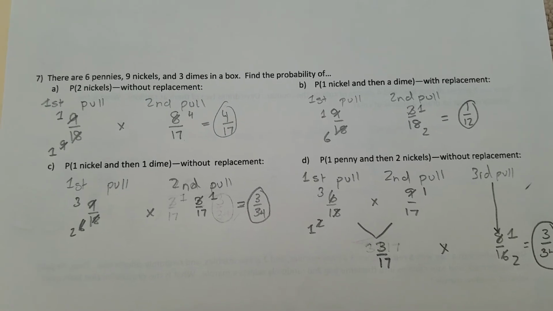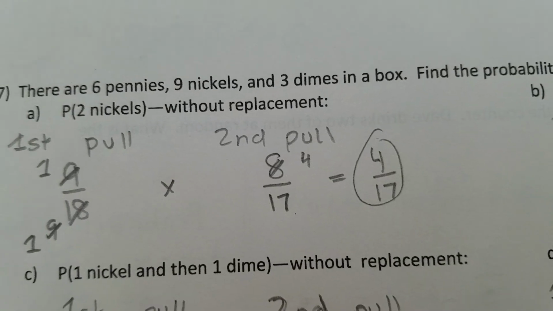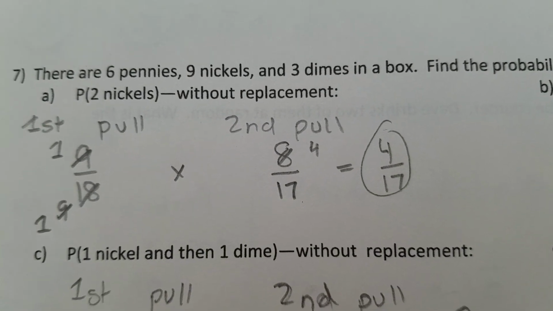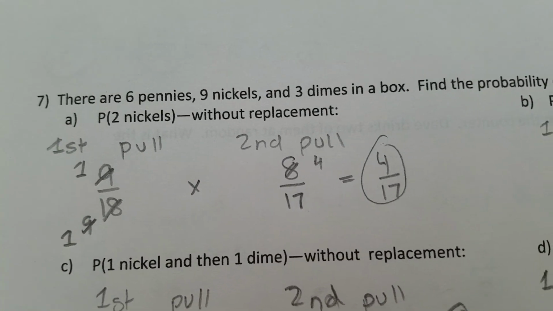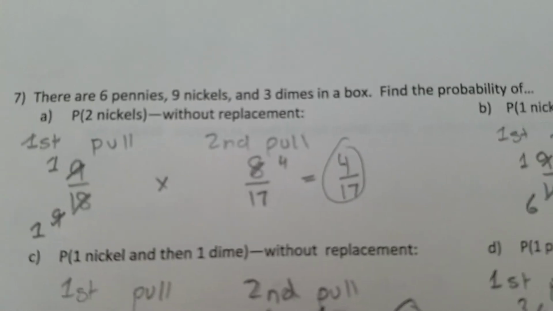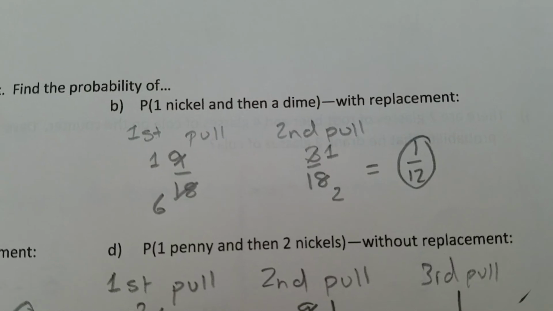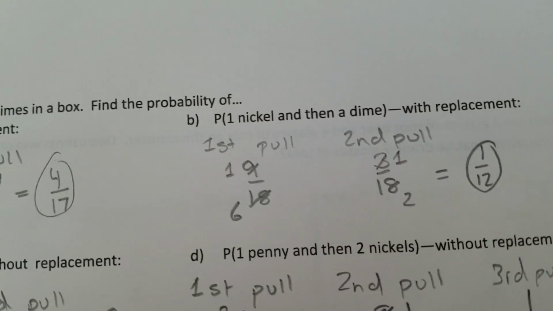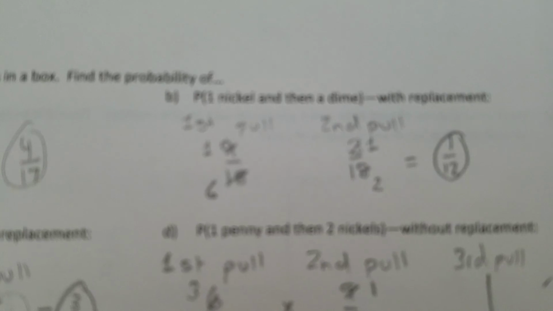Same kind of problems, but doing different things, like 6 pennies, 9 nickels, and 3 dimes. 2 nickels would be just the nickel part, which is 9 out of 18. Sorry, 9 out of 18. That's the total. And the second pull will be 8 out of 17 because it's without replacement. In this case, it's 1 nickel and 1 dime. So there'll be 9 out of 18. It's with replacement, so the dime is 3 out of 18, and it's multiplied.